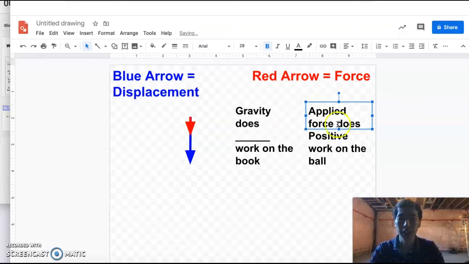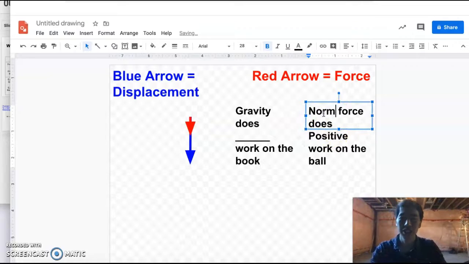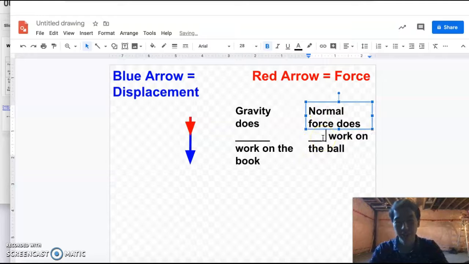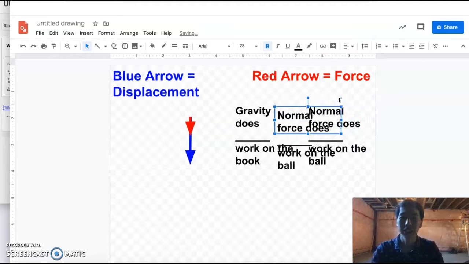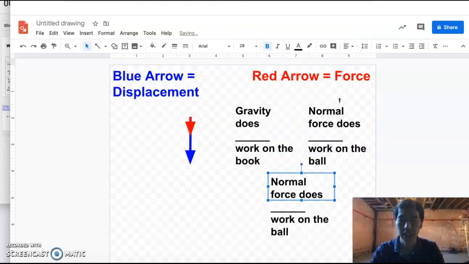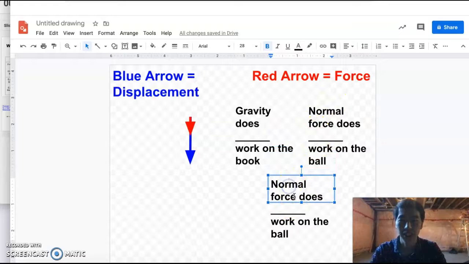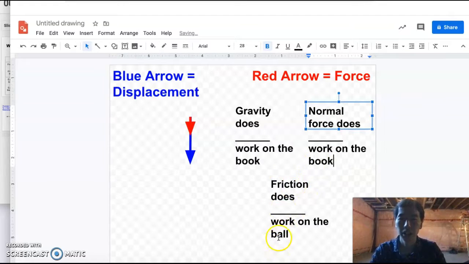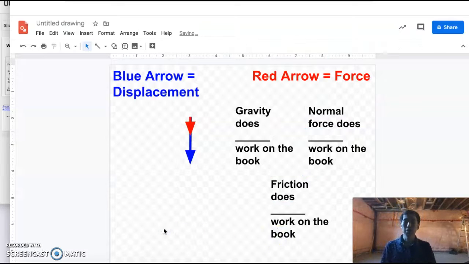I wasn't pushing or pulling it, but there's a normal force. So we'll talk about the normal force. Put a blank here. And there's one more force acting on this book as it slides down the ramp. Do you remember which force that is? It's the force of friction. So friction does blank work on the book. So this is the problem we're trying to figure out. There's 3 forces acting on the book as it slides down the ramp. For each one, did it do positive, negative, or 0 work on the book?